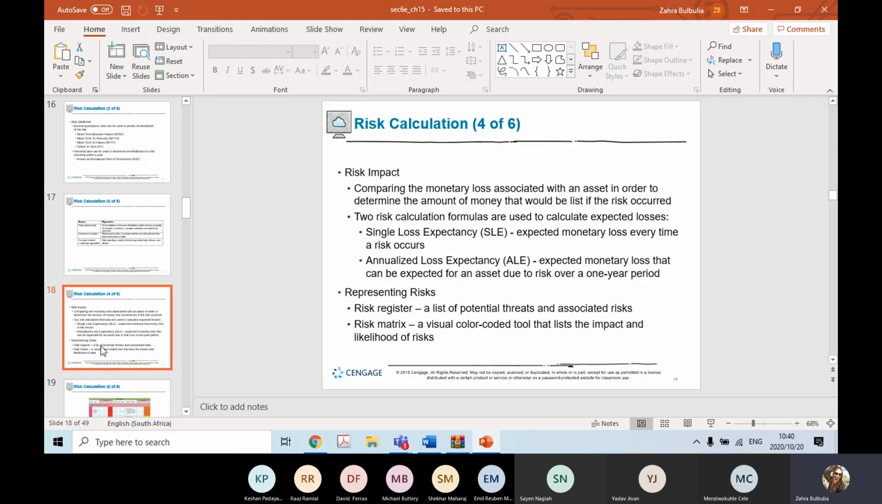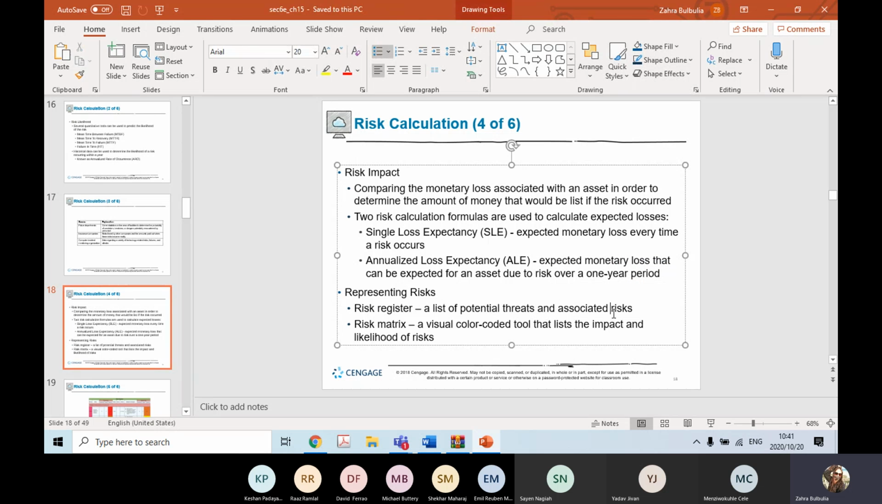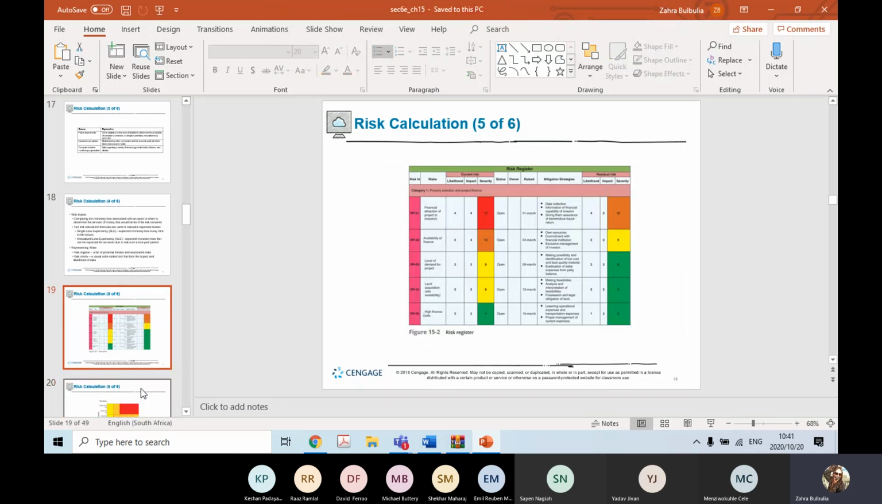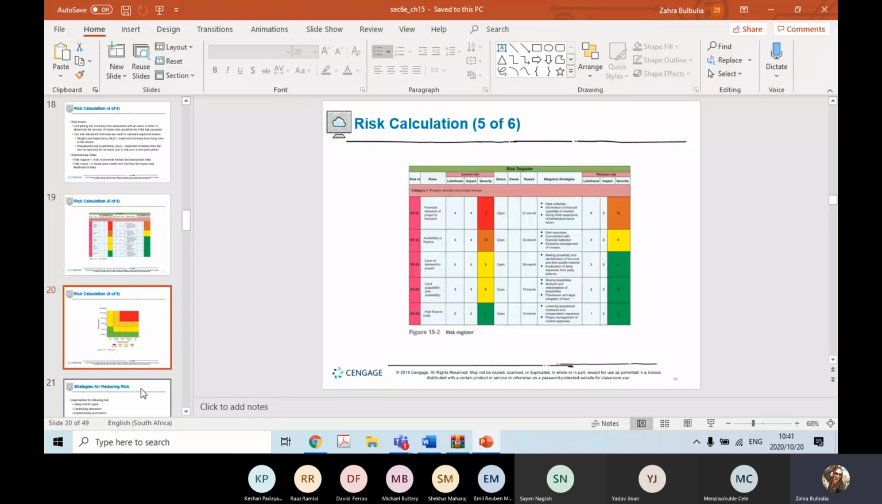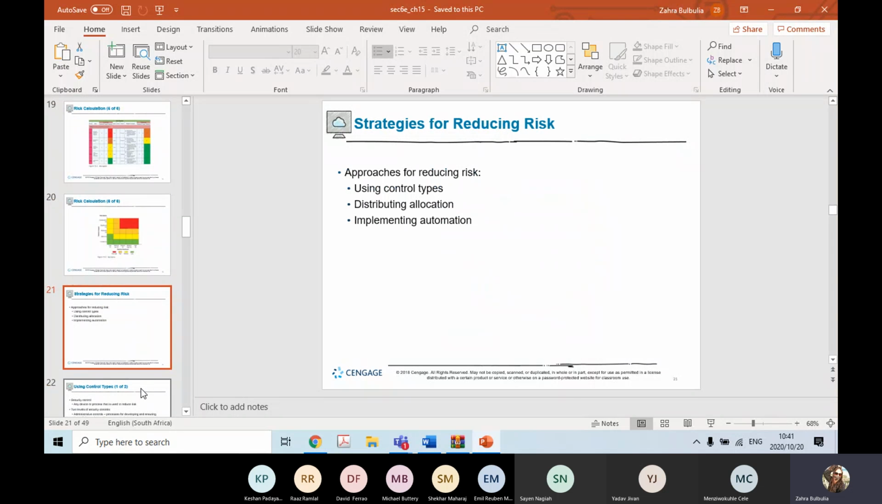So how do we do this? We use two calculation formulas: single loss expectancy, the expected monetary loss every time a risk occurs, and annualized loss expectancy, or what would be the annual loss if this risk did occur. So representing risks, we can use a risk register where we list all the potential threats, their risks, and we label them as high, medium, or low. Or we use a visual color code that looks at the impact and likelihood of risks. Yeah, red being bad.